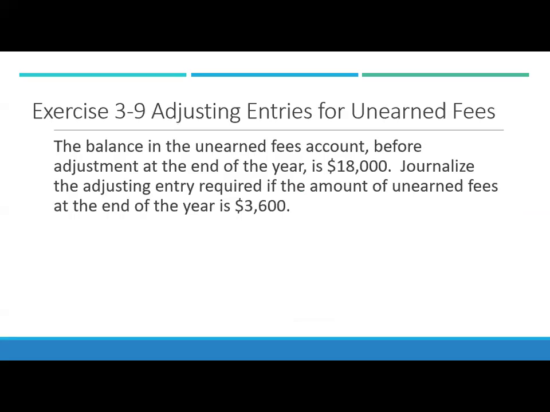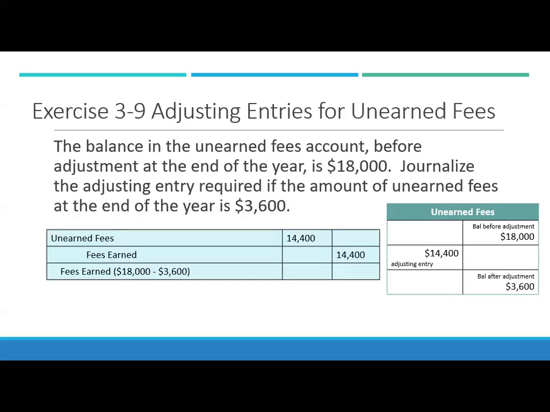And so if we're creating the adjusting entry for unearned fees, then the balance in the unearned fees account is 18,000 before, and we know the unearned fees amount needs to be 3,600 at the end of the year. We have our T account, our balance before the adjustment of $18,000, the adjusting entry of 14,400, and then the balance after adjustment of 3,600.